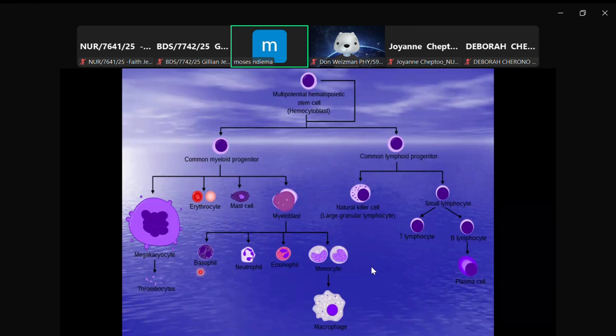So from that hemocytoblast cell, we have burst-forming cells. Those burst-forming cells eventually differentiate to form colony-forming units. We have various colony-forming units. Colony-forming units, for example, for the neutrophilic group, colony-forming unit for the erythrocyte series, colony-forming unit for the monocyte series, and so on. Once those colony-forming units form, those are pluripotential.